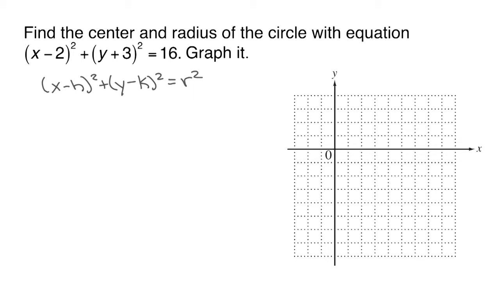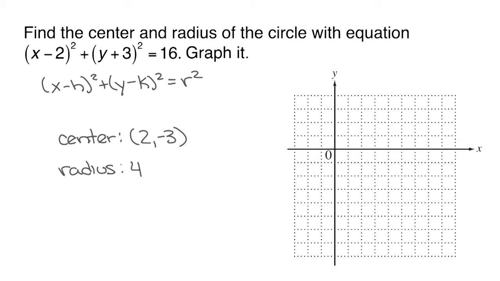So for this circle, we have center at the point (2, −3), and the radius is the square root of 16, or 4.